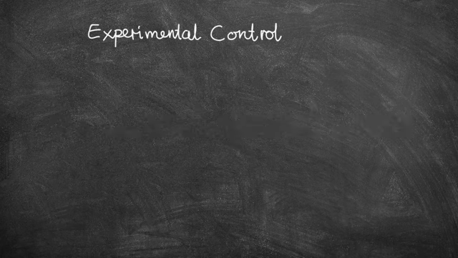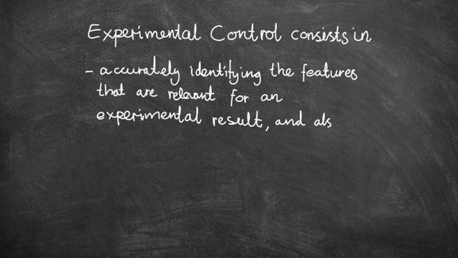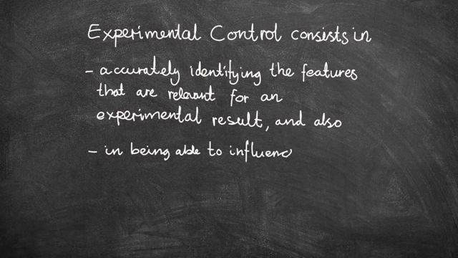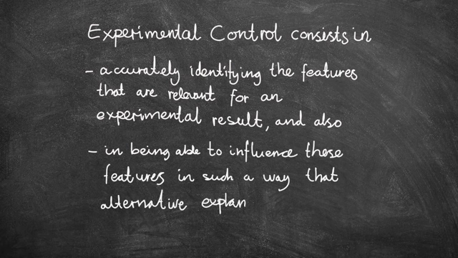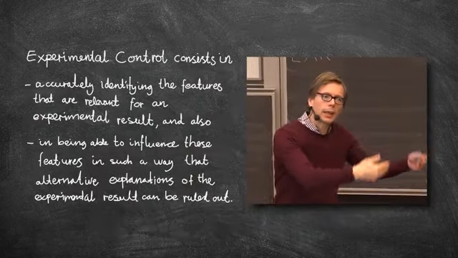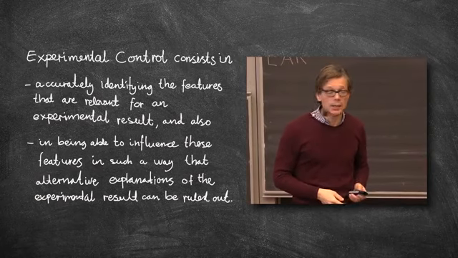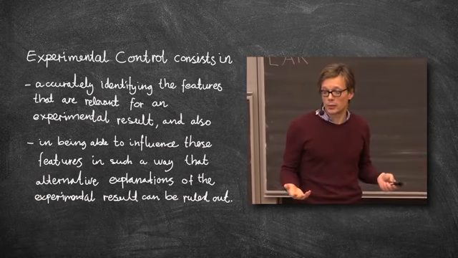Experimental control consists of two parts. First, we need to identify the background factors relevant for a particular phenomenon. Second, once we know what these factors are, then we have to look at how we are performing the actual control, how we can influence the system so that we get the relevant background conditions in place. And here we have a number of different strategies.